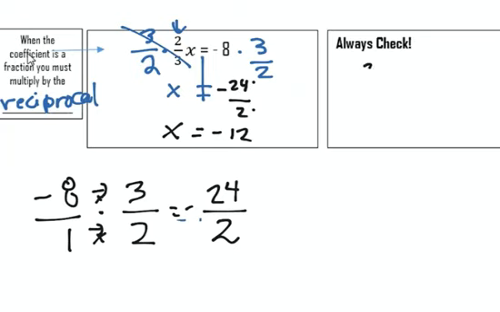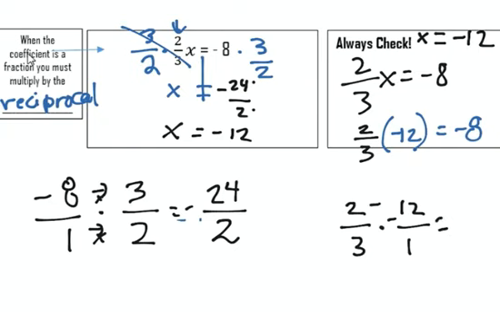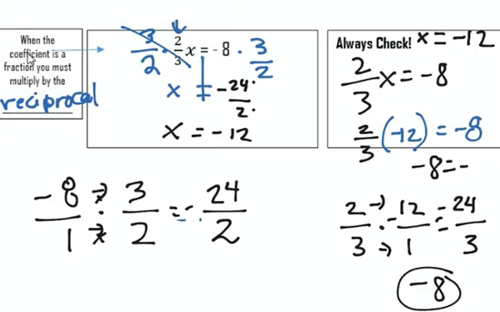Now we have to check. So 2/3 x equals negative 8 when x equals negative 12. So let's check. 2/3, plug in that x of negative 12 equals negative 8. Okay, so 2 over 3 times negative 12 over 1. Multiply straight across, and we get negative 24, because 2 times negative 12 is negative 24 over 3. And what is negative 24 divided by 3? It is negative 8. So we'd say that that is a check.